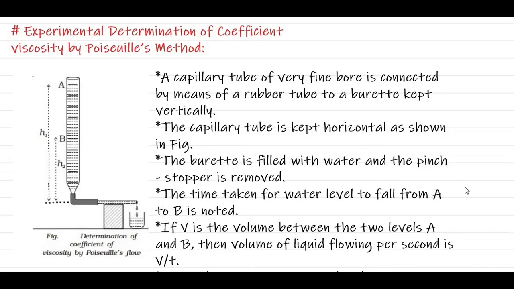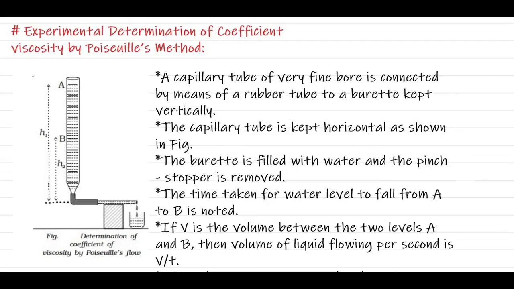Whatever your experimental liquid is, for which you want to calculate the coefficient of viscosity, has to be filled in that vertical burette or vessel as shown in the diagram. Our capillary tube has to be taken horizontal, and it is connected to that vessel through a rubber tube. Now the burette is filled with water and the pinch stopper is removed. Already we have a pin which is used to stop the flow of water at this point.